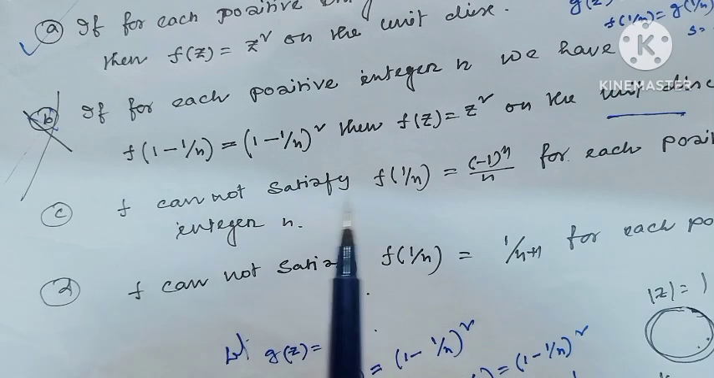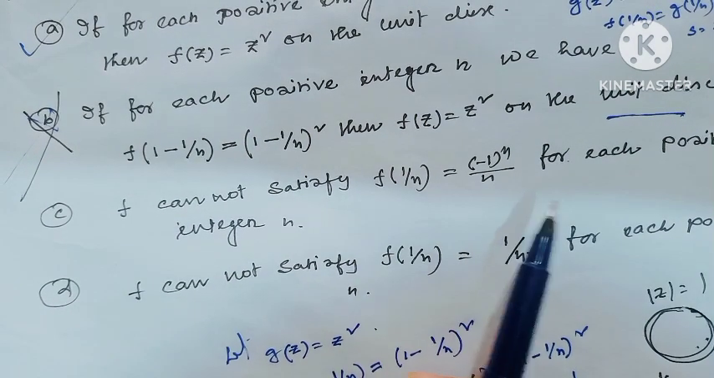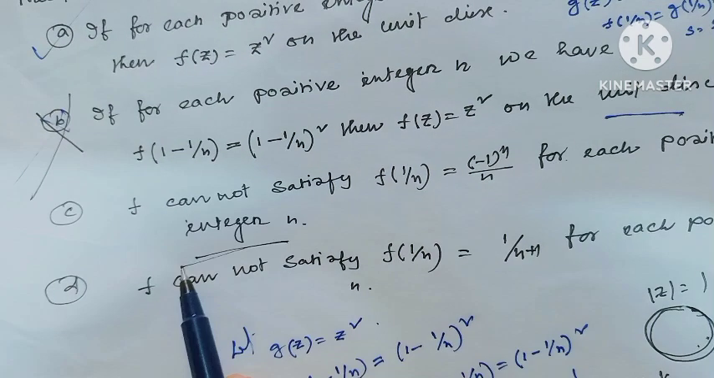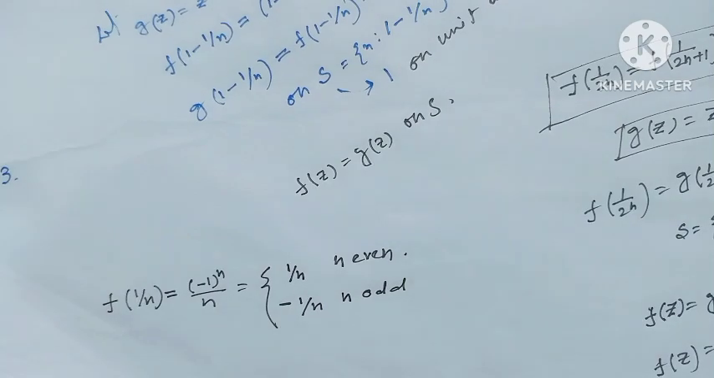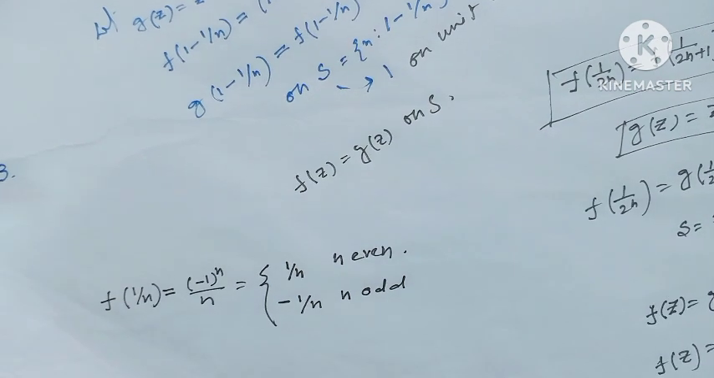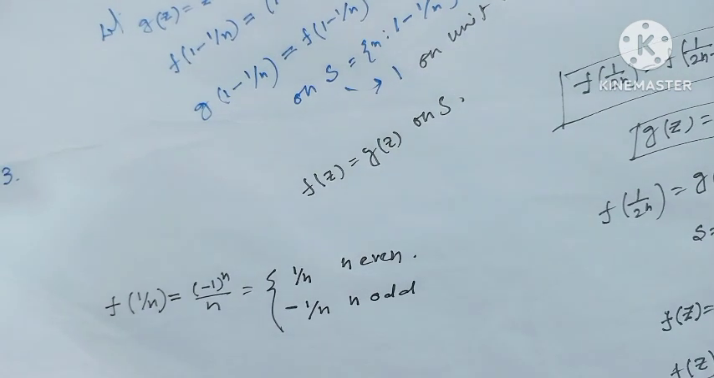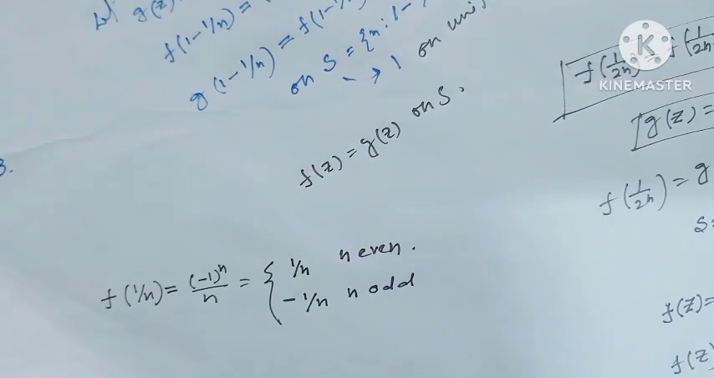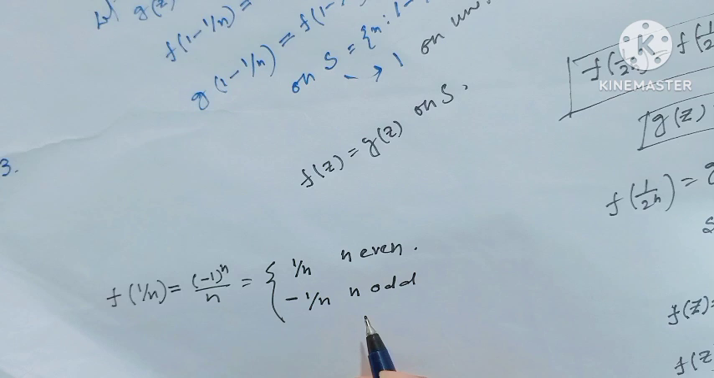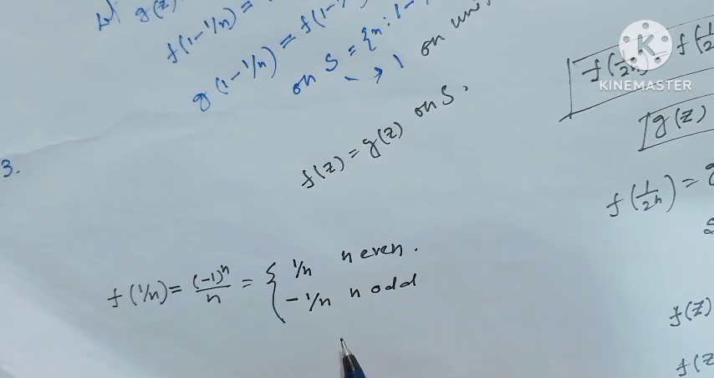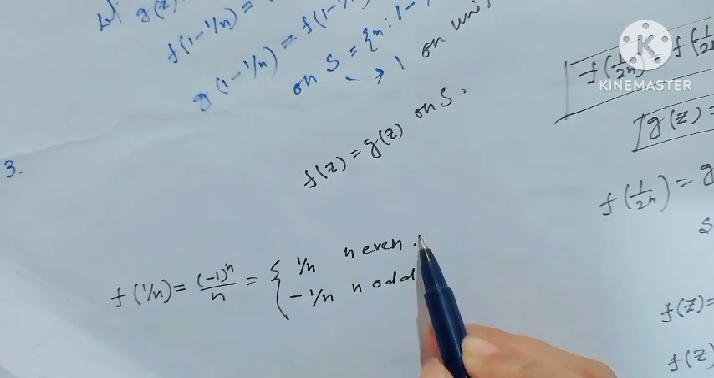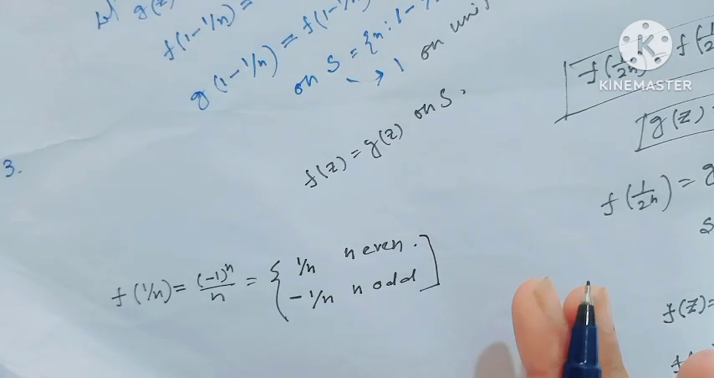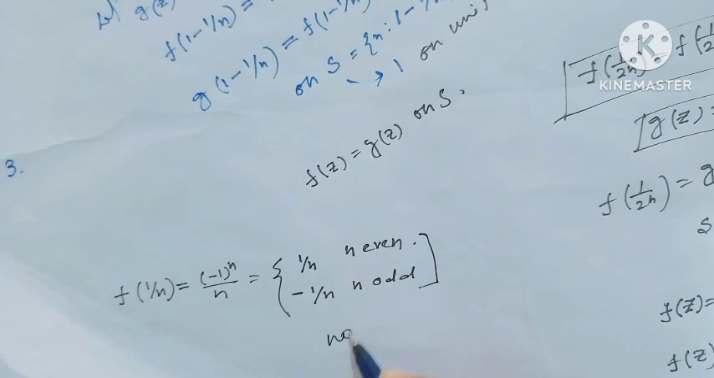Third, f cannot satisfy f of 1 over n equal to minus 1 to the power n over n for each positive integer n. Is it true? f of 1 over n equal to minus 1 to the power n over n, which is equal to 1 over n when n is even and minus 1 over n when n is odd. This is not true because this type of function would not be continuous. Since it is not continuous, it cannot be differentiated. So, not analytic.